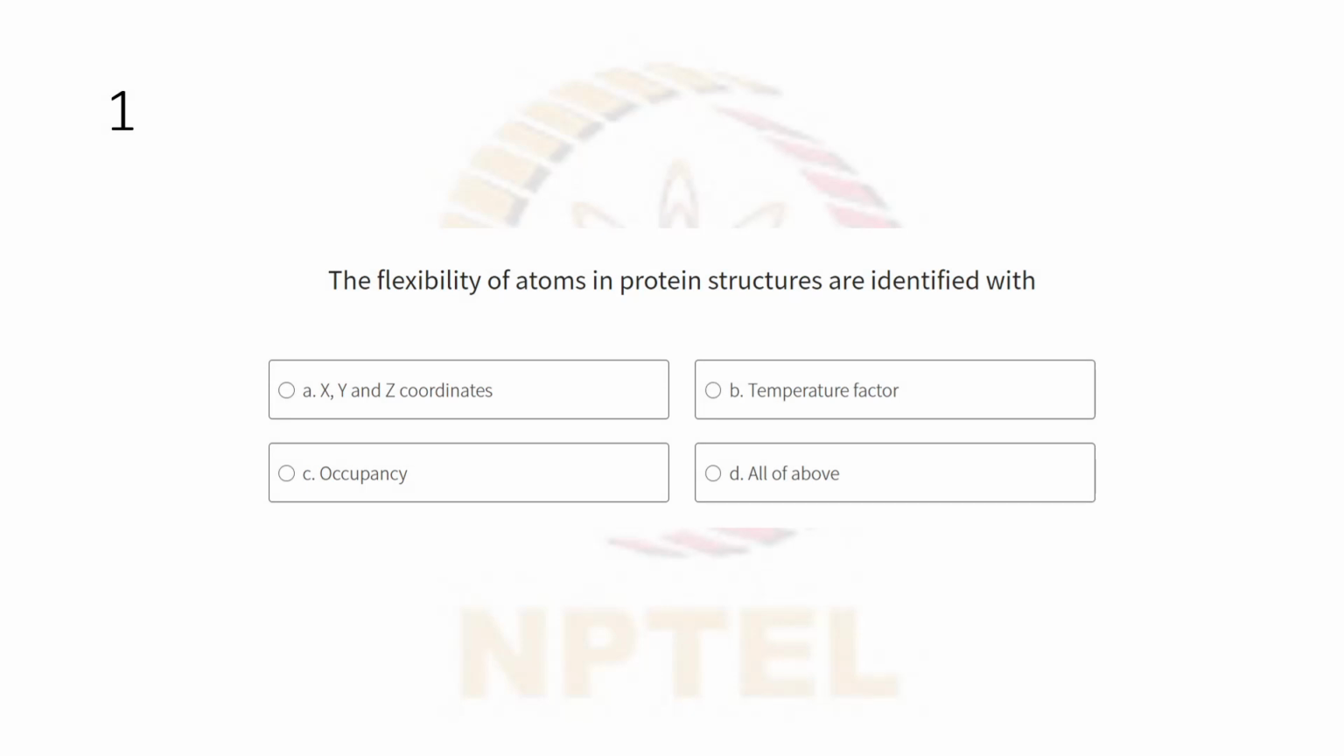The first question is: flexibility of atoms in protein structures is identified with. So, what parameter of a PDB file represents the flexibility of atoms? You can answer using the chat box.